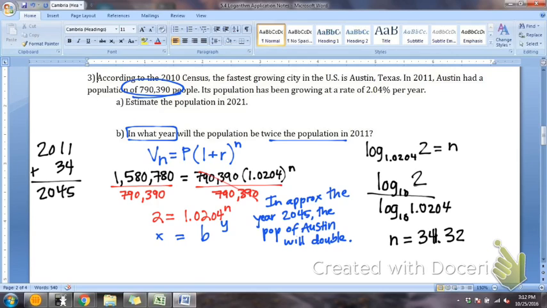So this is when we would use this in real life. Okay, talking about population census, talking about a car value, etc. We're going to finish the rest of these notes in the next lesson.